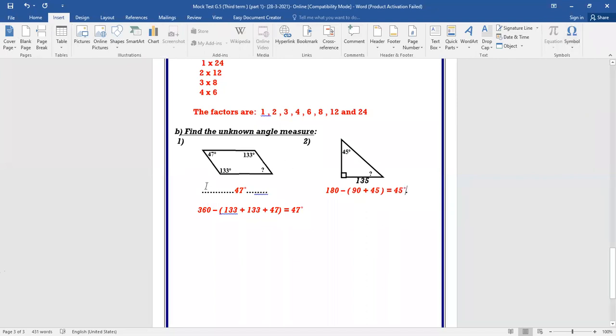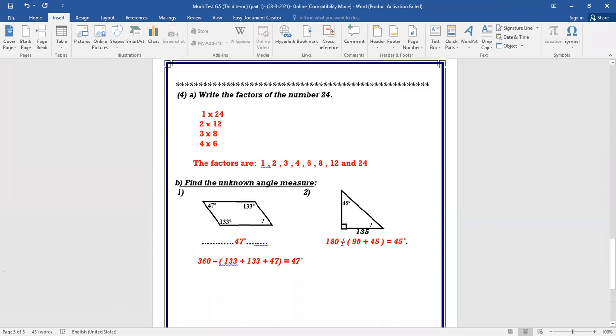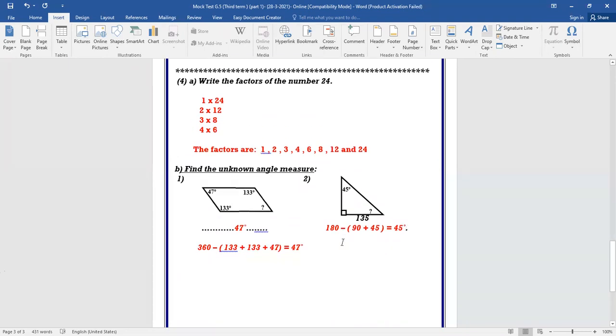So the sum of the measures of the angles of the quadrilateral is 360 and the sum of the measures of the angles of the triangle is 180. God willing, tomorrow we have the second part from the mock test.